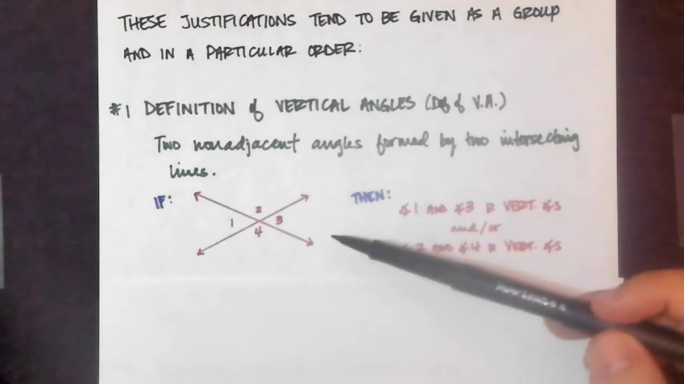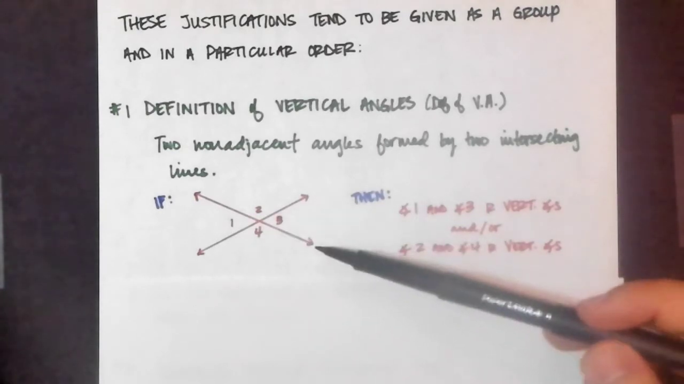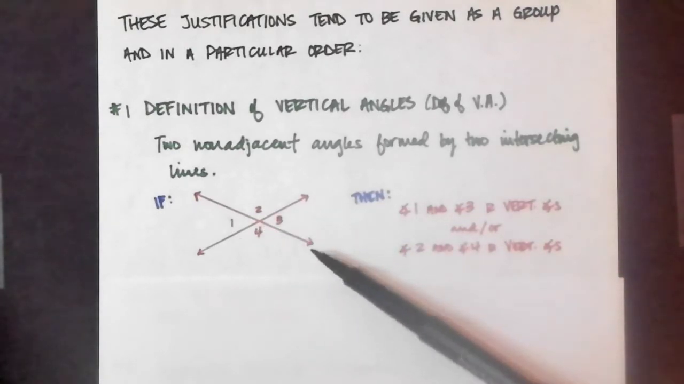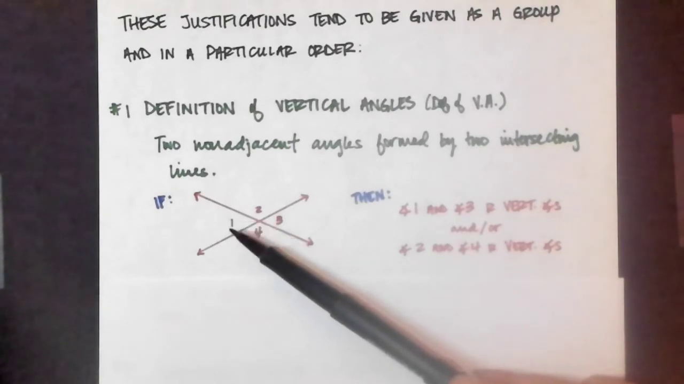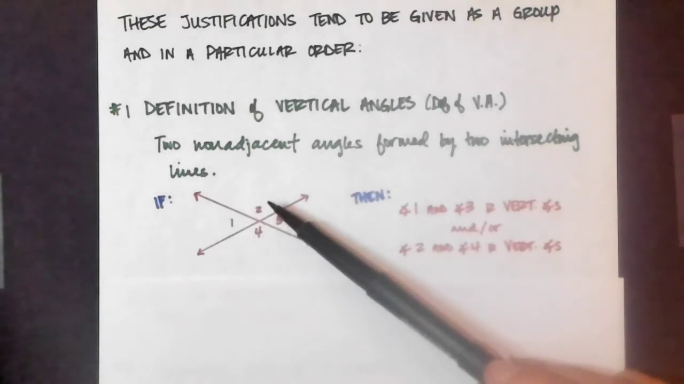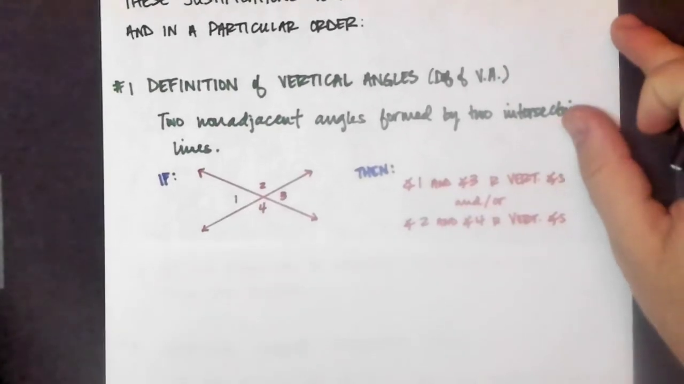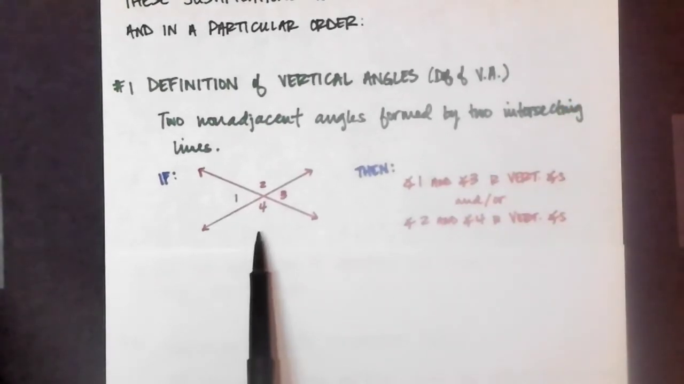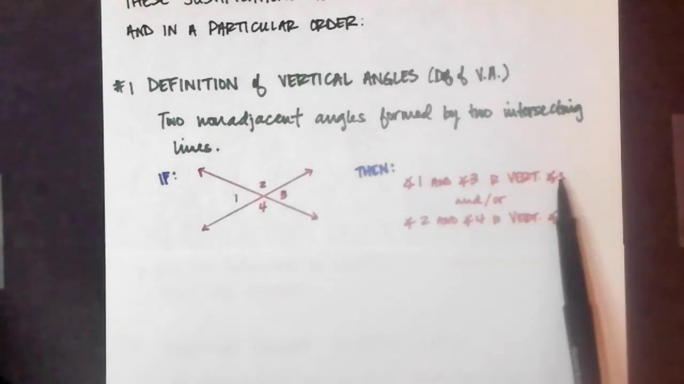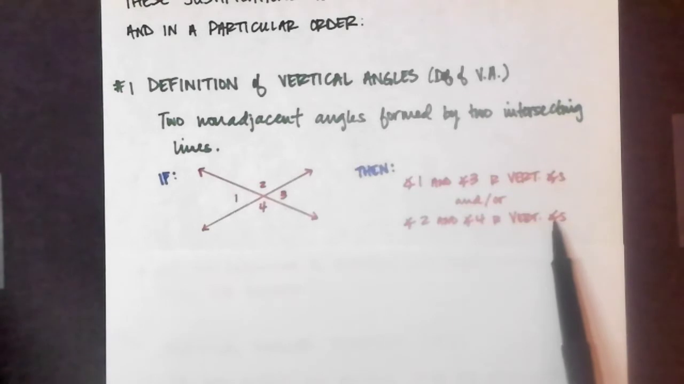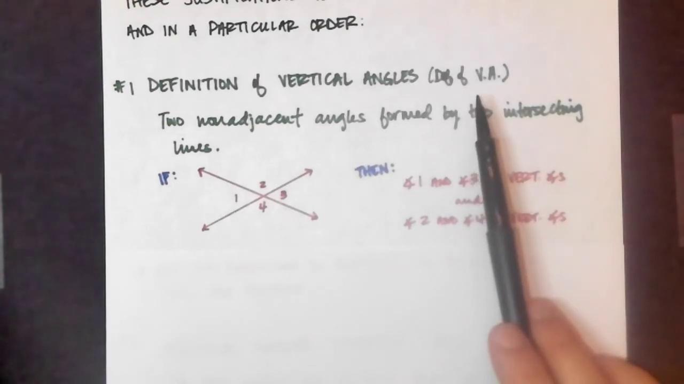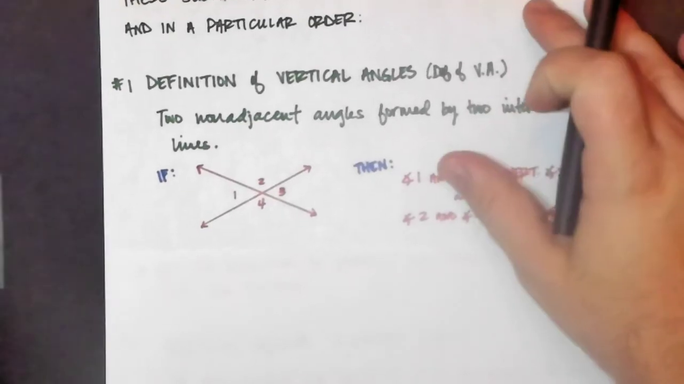So when you are given a figure that looks like this, you have some intersecting lines, there are two different pairs of vertical angles here. 1 and 3 are vertical angles, 2 and 4 are vertical angles. So when you're given a figure that looks like this, you can make one or both of these statements, and the justification would be the definition of vertical angles.